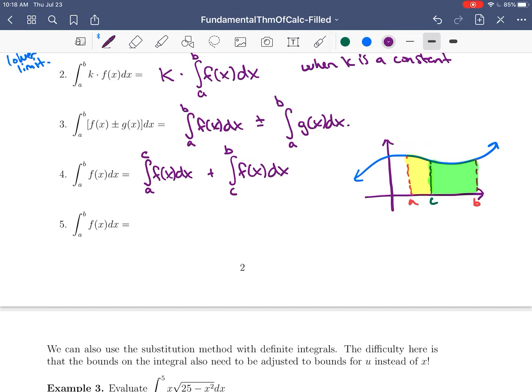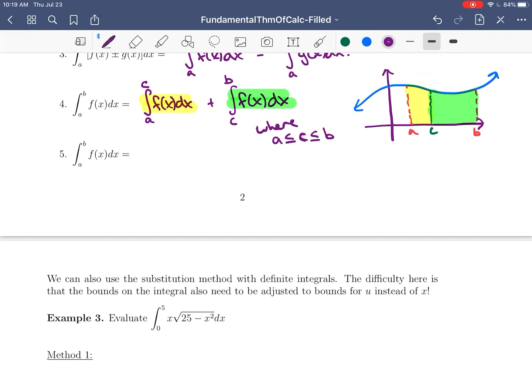Okay, so sometimes this is useful. Okay, this is where c is between a and b. Okay, so obviously you want to stop somewhere in the middle. But you can do that. Okay, so this one would be the yellow area, and this one in the picture would be the green area. So if you add those together, you get the full area under the curve from a to b.